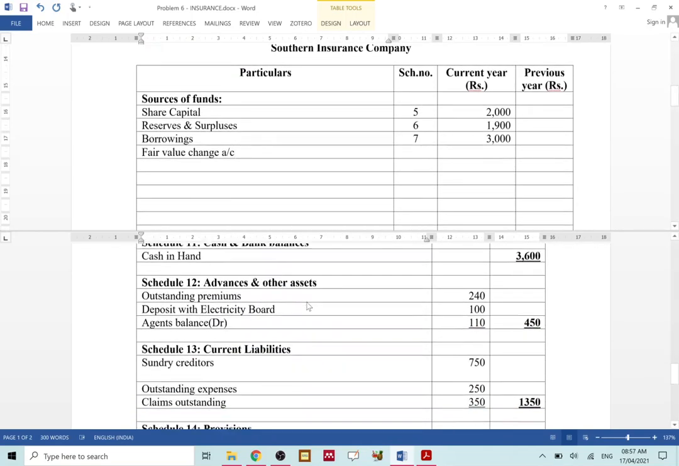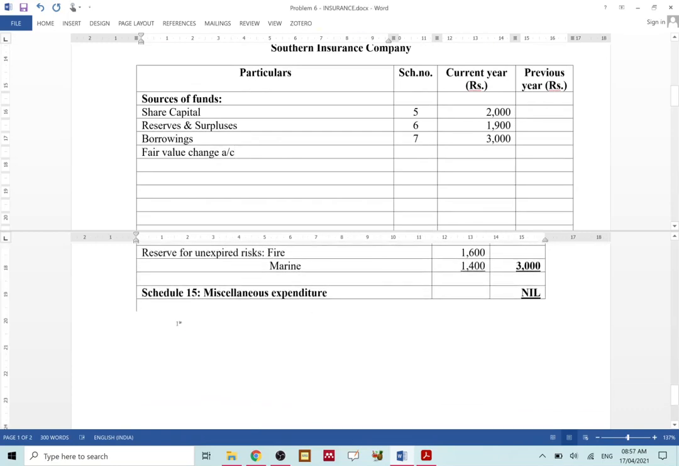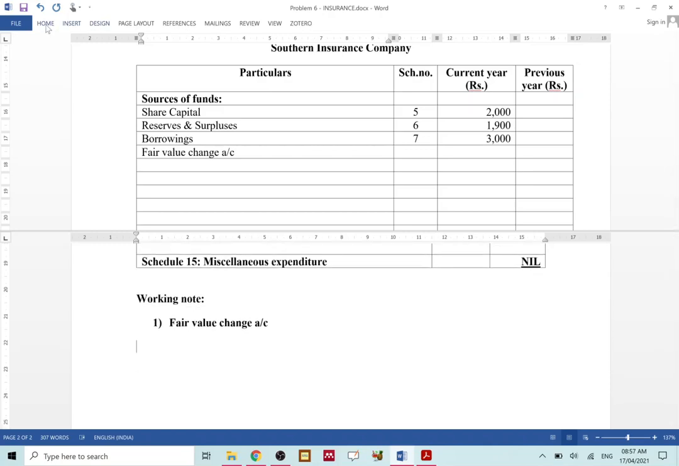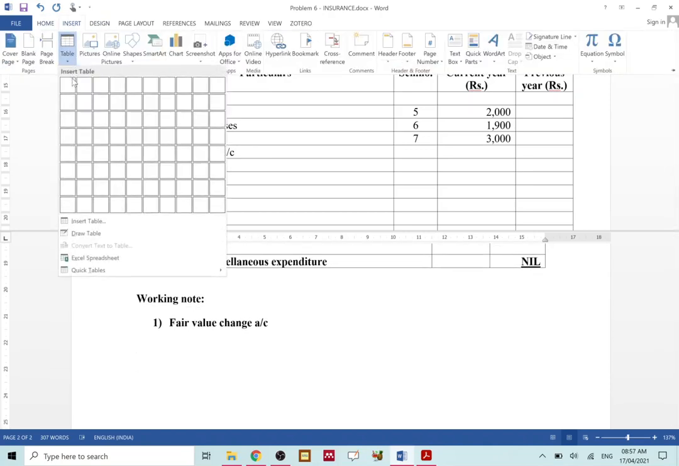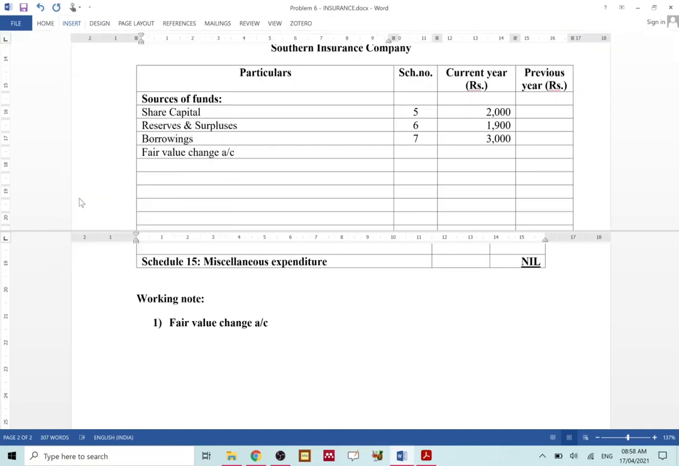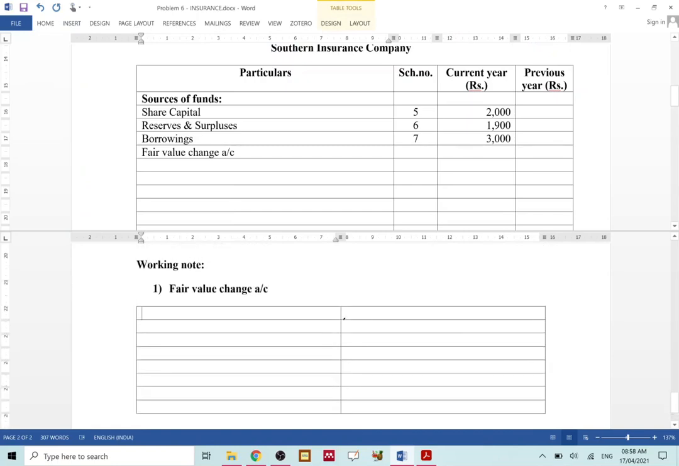So for calculating this fair value change account, the value that we are going to write here, we are going to prepare a small working note. Now what we've done so far is schedules. Do not confuse schedules with working notes. Fine. So we're going to do a working note for the fair value change account. Now let's do a small table. I'll do it in table form because it becomes easier. You don't necessarily have to, you can just write the particulars and the amounts next to them.